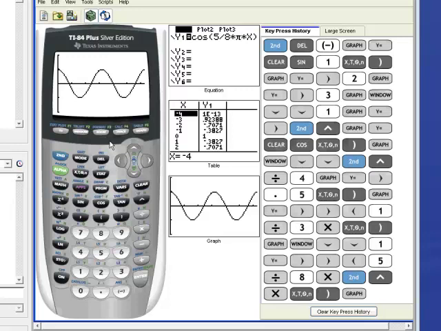Notice that the 5/8 for the b is a value that is smaller than 1, I believe. Is it? No, I'm sorry. It's larger than 1. It's almost 2. That's why we come up with a period that is half of 2 pi.